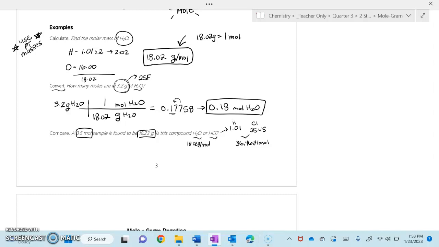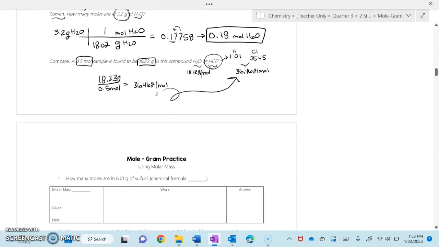Now let's plug in our values here. We want to do grams and divide that by moles. That will give us a comparison molar mass. So I got 36.46 grams per mole. Based on the mass and mole ratio, this matches with hydrogen chloride. So my sample is HCl. It will always match with one of the given molar masses or one of your given compound molar masses if you are comparing. Okay, so 3 ways you can use molar mass: calculate, convert, compare.